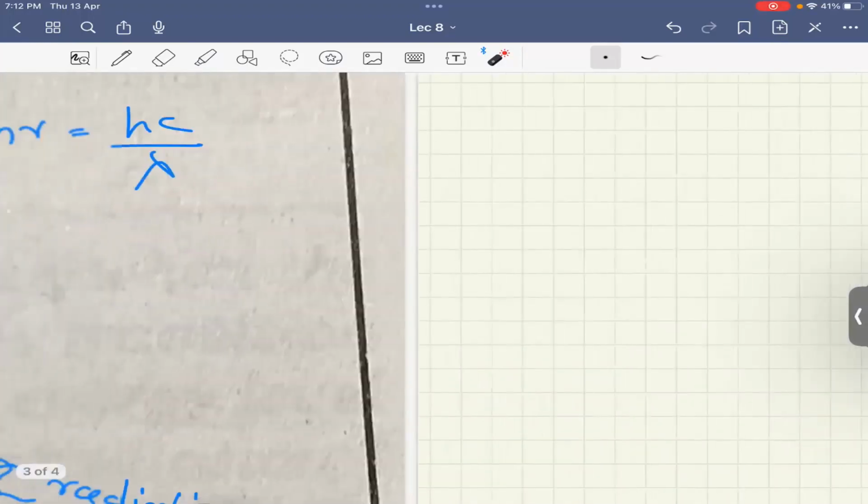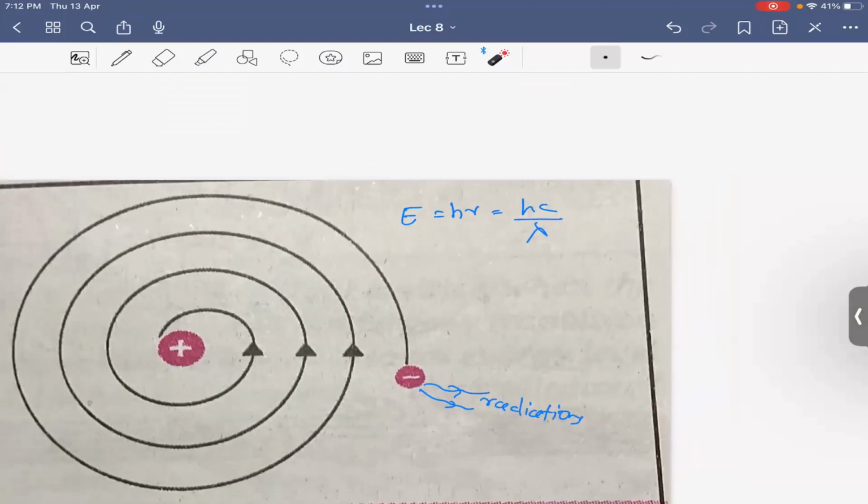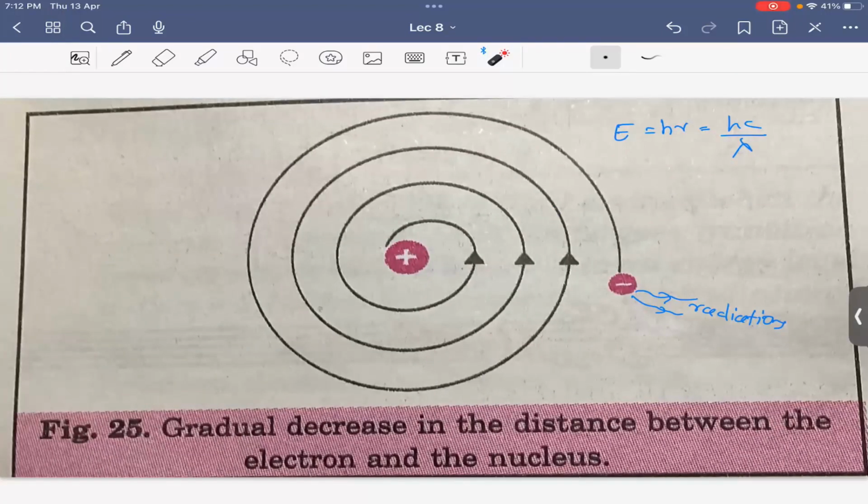Consequently, the orbit will become smaller and smaller, right? An electron would fall into the nucleus. In other words, the atom should collapse. The calculations have shown that the time required for the electron to spiral into the nucleus should have been around 10 raised to power minus 8 seconds. However, this never happens, because we know that at the end of the day, the atom is stable. Therefore, Rutherford's model cannot explain the stability of an atom if the motion of the electron is described on the basis of classical mechanics and electromagnetic theory.